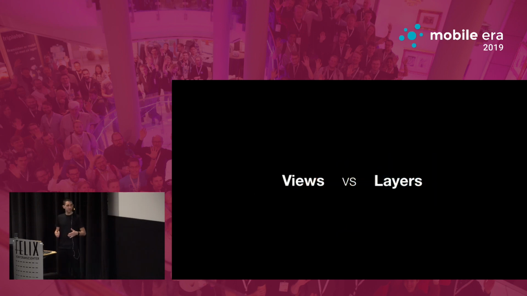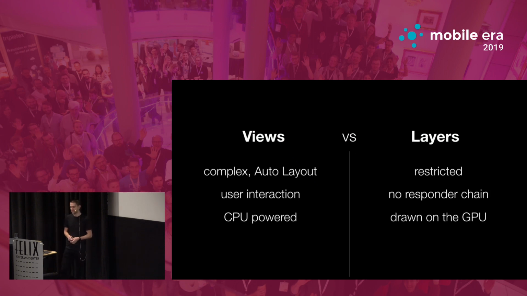To understand more about views and layers, let's break it down. Views, on one hand, are more complex. You can use Auto Layout to lay them out on the screen. There are more classes for use, and you can create your own as well, like buttons, views, and whatnot. They can receive user interactions like gestures, pinches, clicks, and so forth. But they are CPU powered, so it happens on the main thread. If you don't draw on the main thread, then something funky can happen.